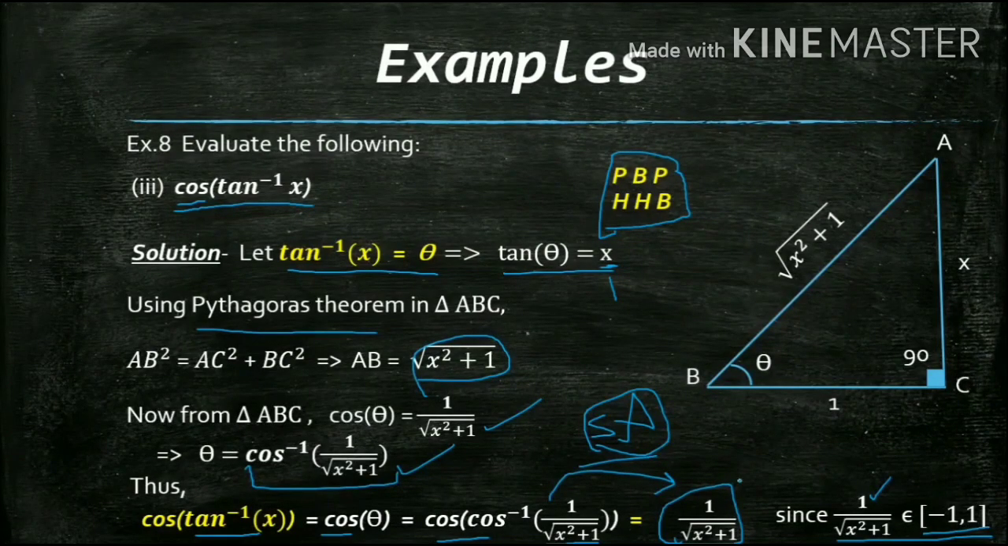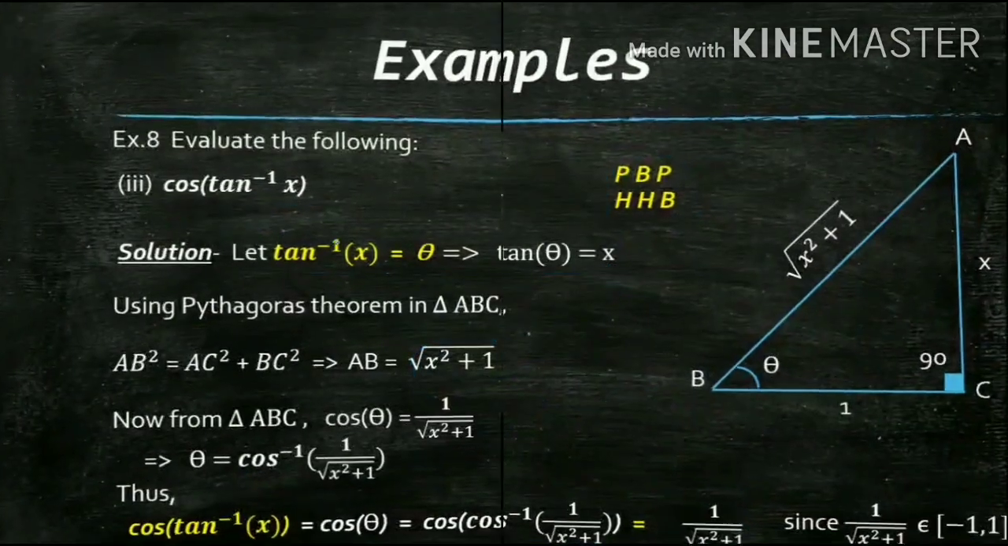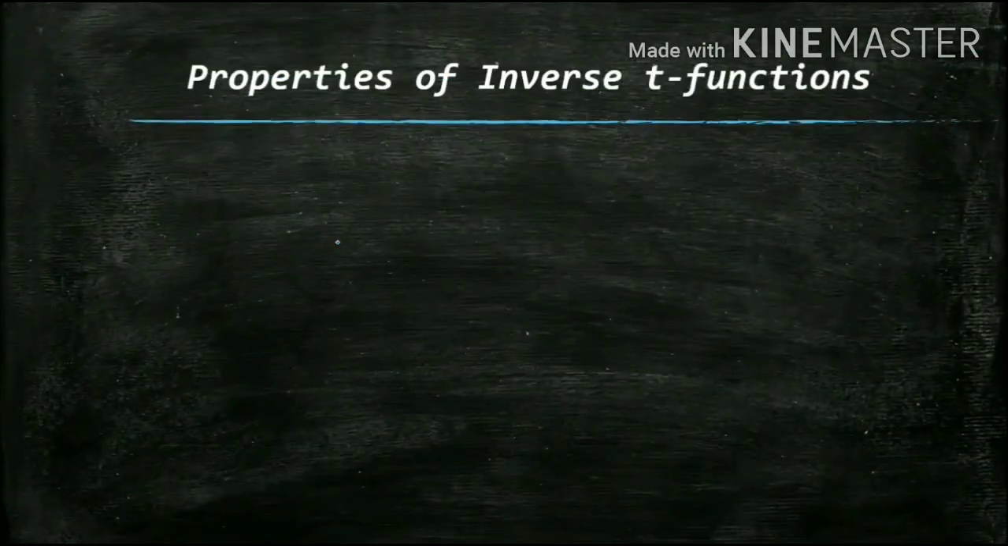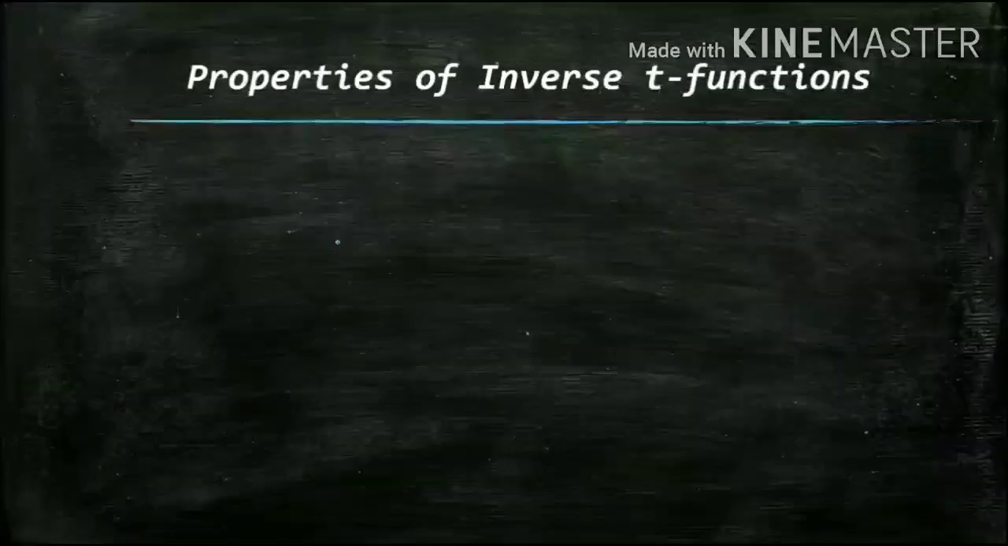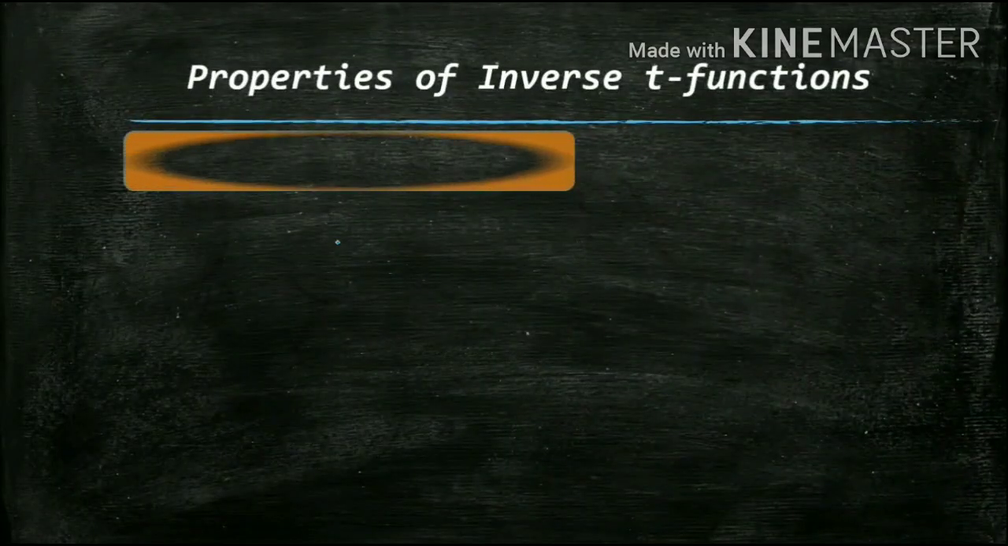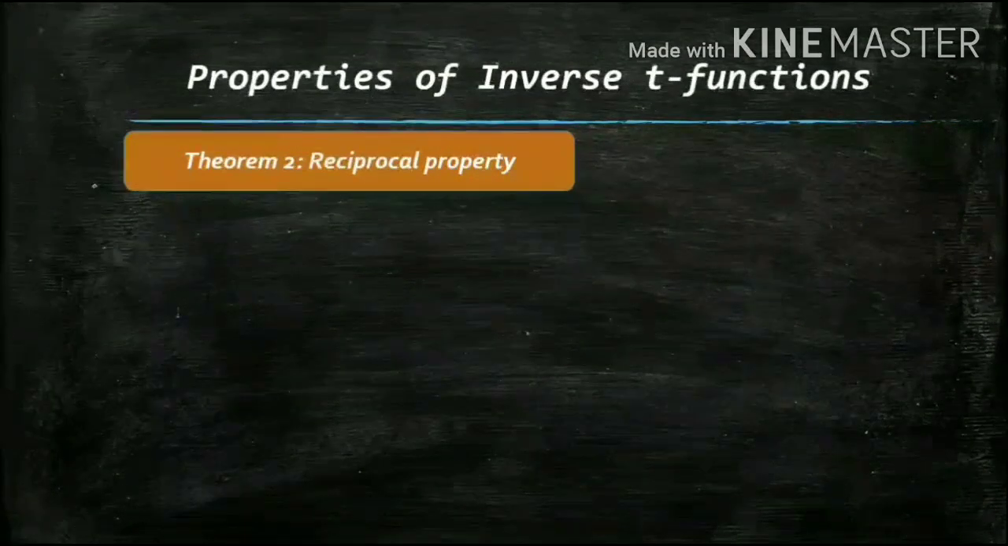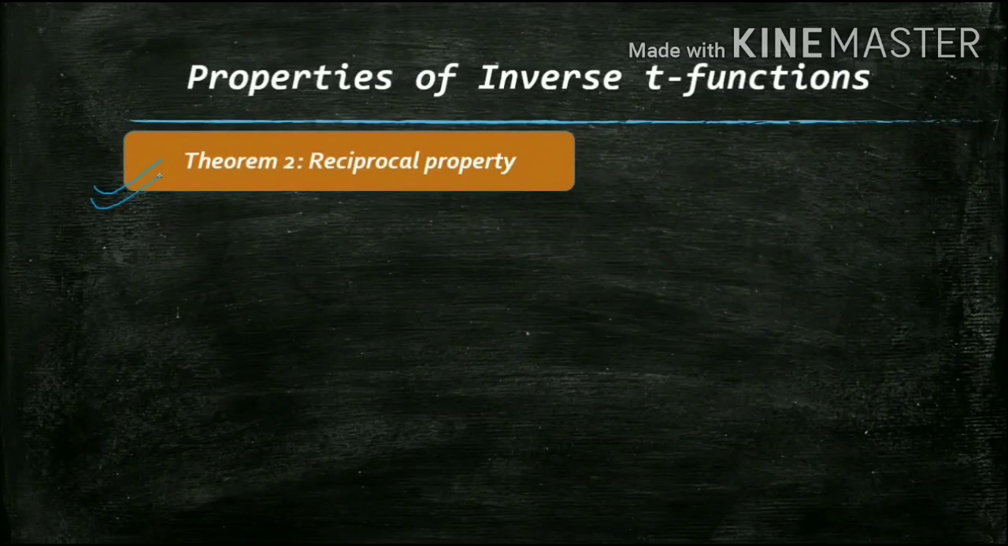Again, I am telling you this method that I am telling you is applicable or used only when there is inverse trigonometric function inside, not outside. Okay? Now, some more properties on inverse functions. Theorem number 2. Reciprocal property. Very important property, very useful.